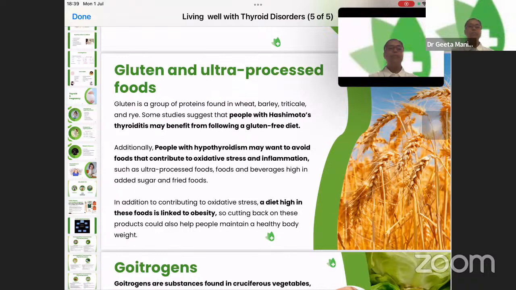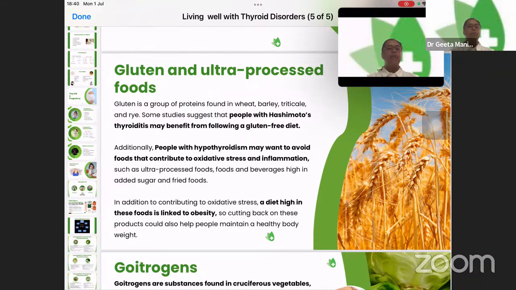You can try it for a month or two and see how it goes. If it helps you, then probably you are affected by gluten intolerance. Or if it doesn't make any change, you can go back to your gluten diet.